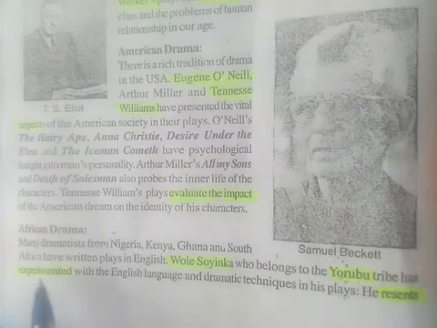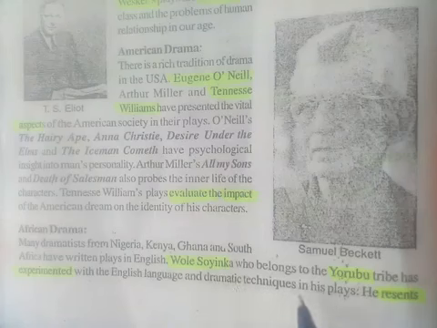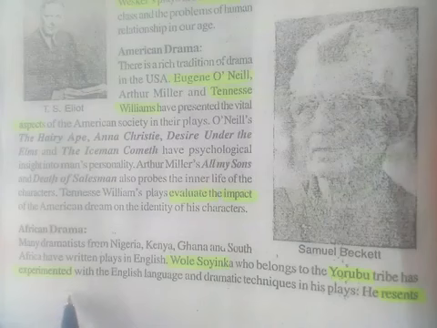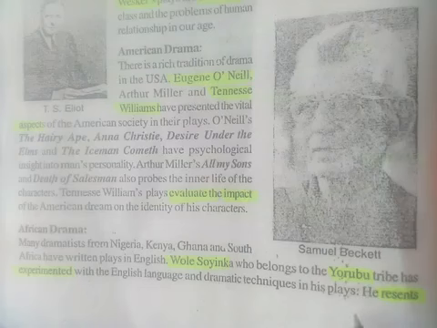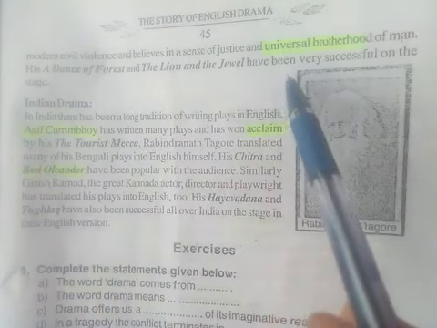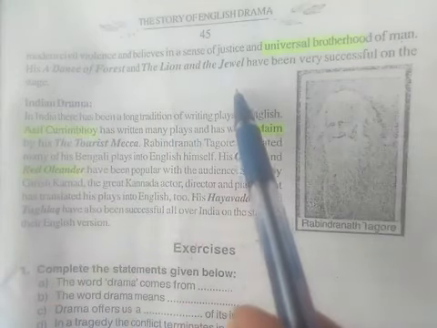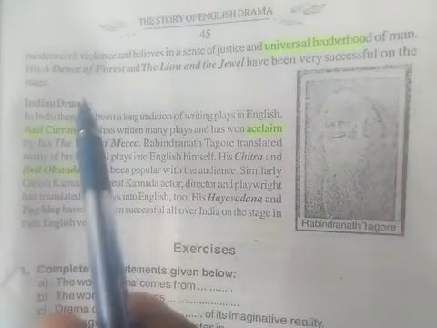African drama. Many dramatists from Nigeria, Kenya, Ghana, and South Africa have written plays in English. Wole Soyinka, who belongs to the Yoruba tribe, has experimented with the English language and dramatic technique in his plays. He resents modern civil violence and believes in a sense of justice and the universal brotherhood of man. His A Dance of the Forests and The Lion and the Jewel have been very successful on the stage.